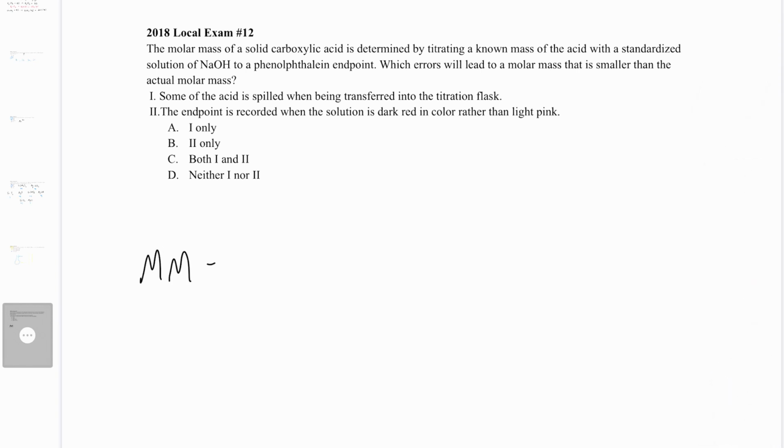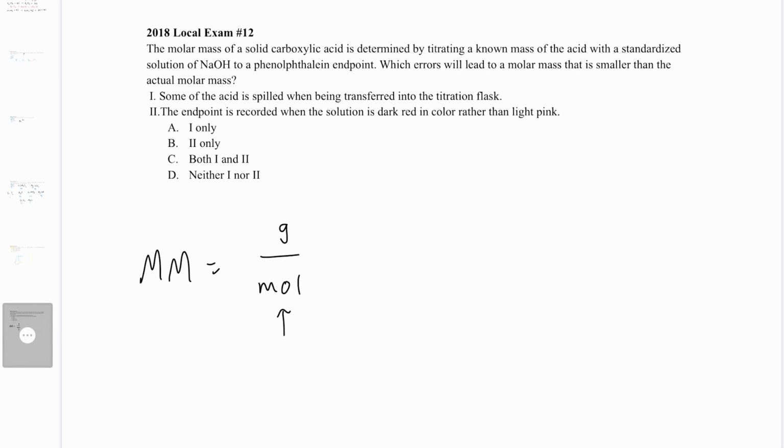Molar mass is going to be grams over moles. The grams are going to stay the same. We're going to have the same amount of carboxylic acid that's going into the experiment. What can change is the number of moles. The number of moles is dependent on how well we do our experiment. So if the number of moles that we get is too high, your molar mass becomes smaller. And if the number of moles that you find out through the experiment is too low, then your molar mass is too high. So since we're trying to find out which one will lead to a smaller molar mass, we need to find the problem that will cause the number of moles to be inflated, that will be too high.